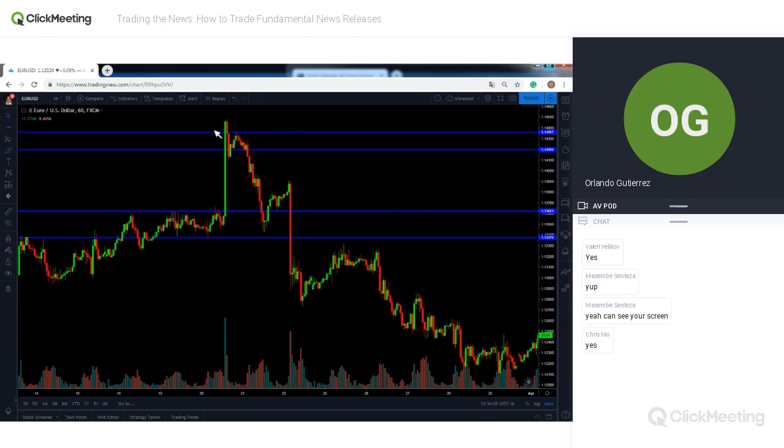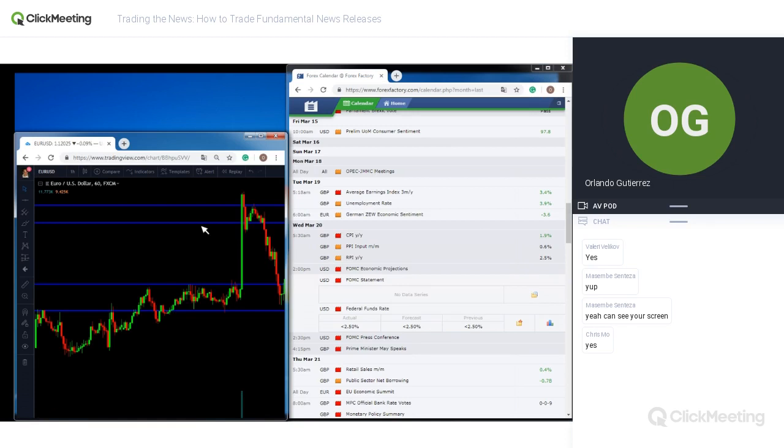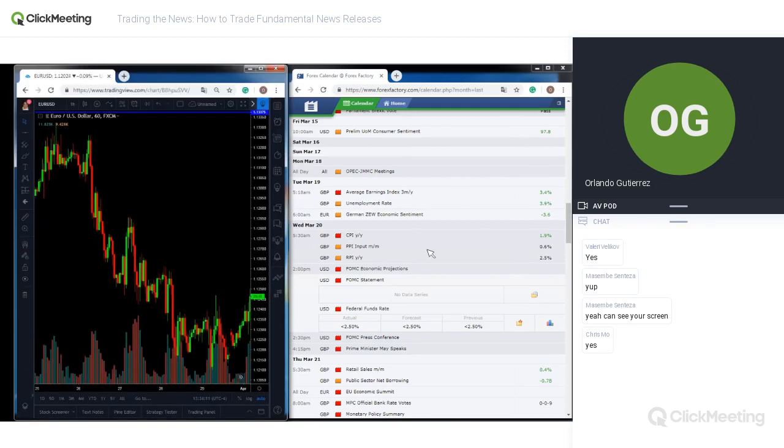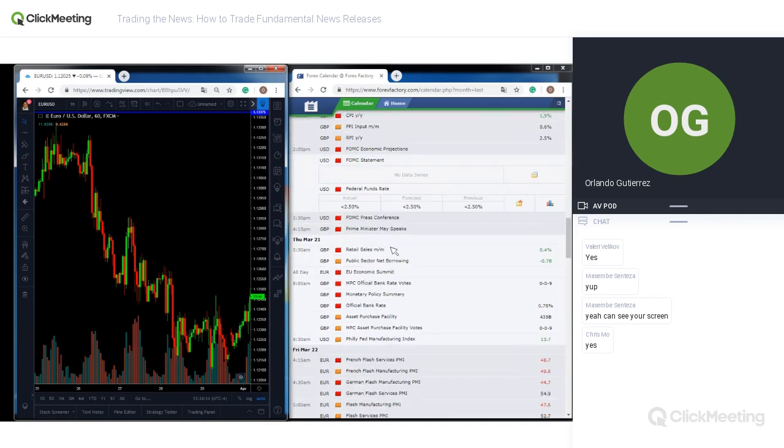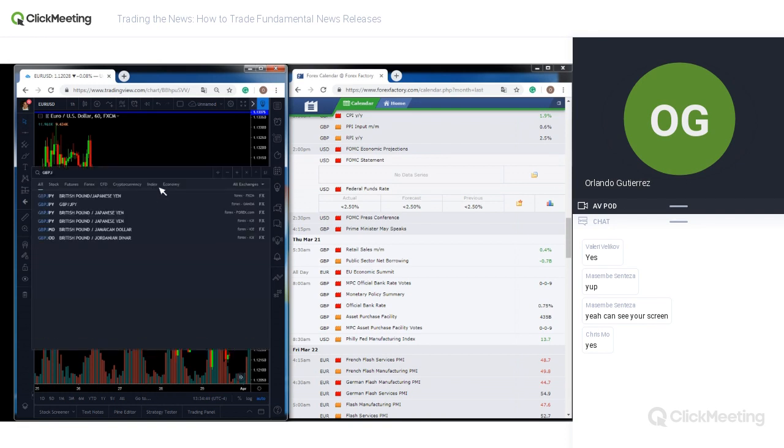So let's go ahead and let's continue, and let's watch. Let's see if we can hit another one on the US dollar. Right? So, well, we have one here on the retail sales on the GBP, and we also had the official bank rate votes, which is basically the interest rate in the UK. So let's change the chart to GBP USD. All right.